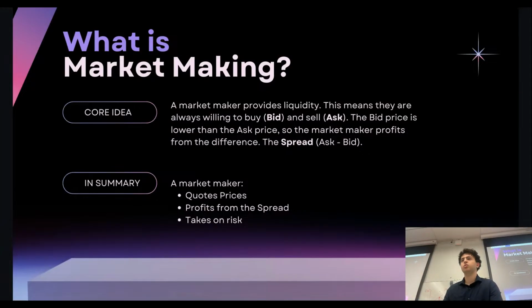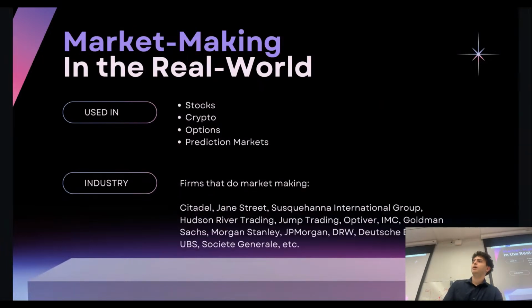So yeah, market makers quote prices. They take on the risk of possibly being wrong about the prediction, and if they are right, which you will be if you do this well, they can profit from the spread. In real life, you can make markets basically with everything. You can do it with crypto, with stocks, with options, even prediction markets. Maybe some of you know about Polymarket or Kalshi, which are quite popular right now. You will see there that there's a difference in the values at which you can buy and sell. That's just the bid-ask spread as well. How many firms do market making? A lot. You can see a few over here. Top trading firms, top banks do this very often, and it's very profitable.